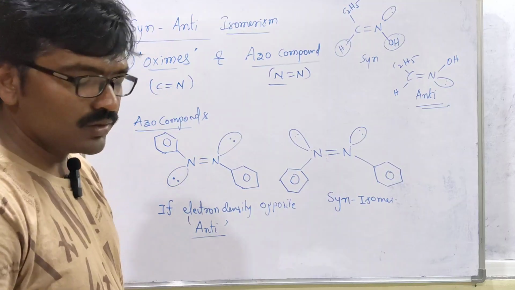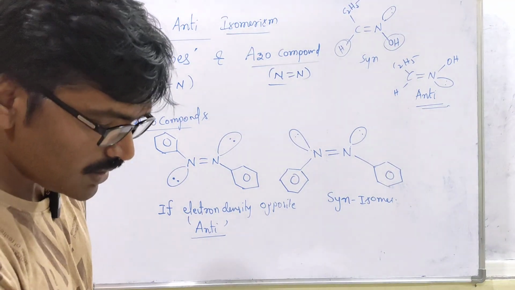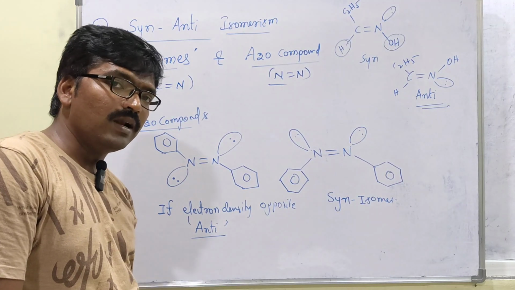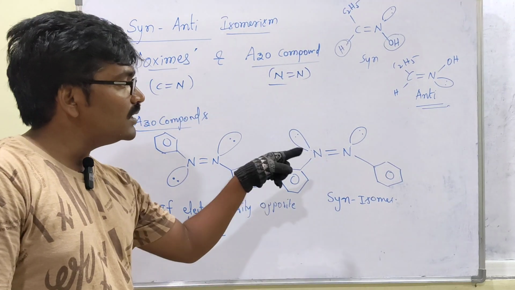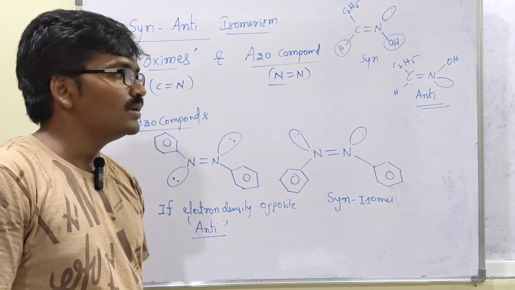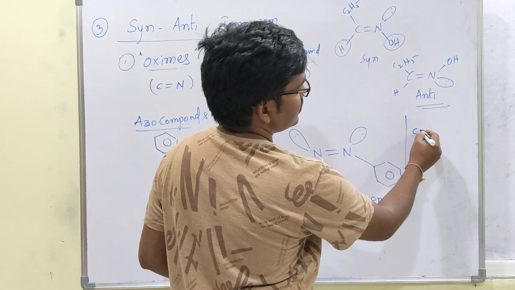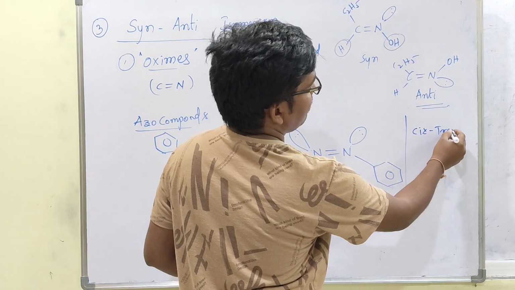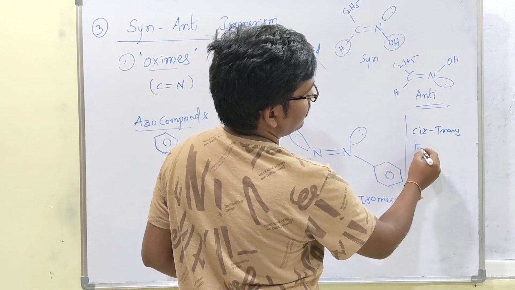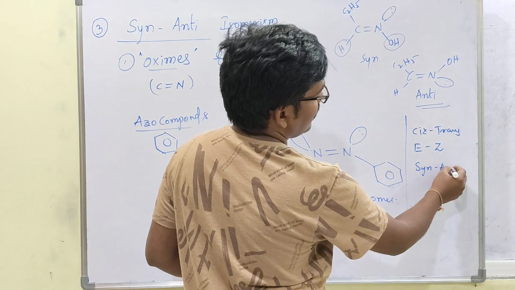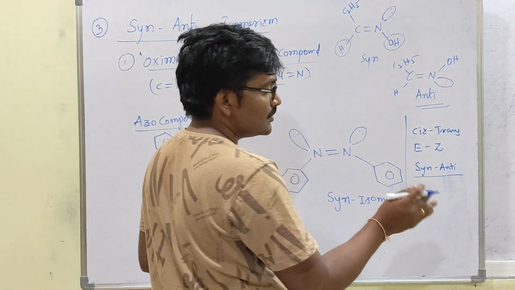So my dear students, you have to remember, carbon double bond carbon also exhibits, carbon double bond nitrogen also can exhibit, nitrogen double bond nitrogen also can exhibit. So these are cis, trans, then E, Z, syn, anti, all the geometrical isomerisms we have seen in this.